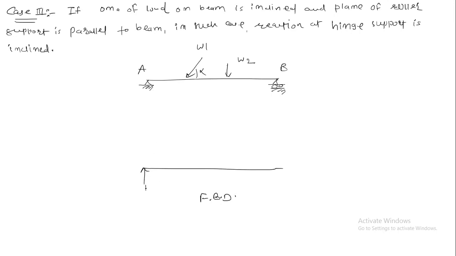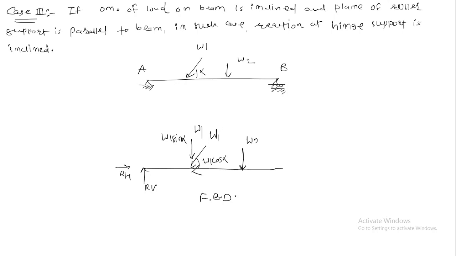A is a hinge support, that's why one will be a vertical reaction, second will be a horizontal reaction. This is W1. There it is alpha, so there will be one horizontal force component W1 cos alpha and a vertical force component W1 sin alpha. So W1 cos alpha and W1 sin alpha together make the force W1, we just resolved it.